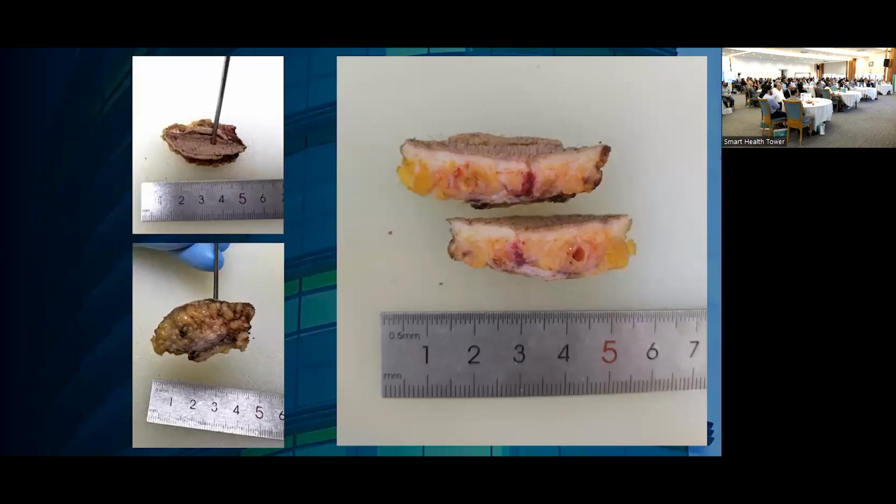This is another case that we received yesterday, and you can see that it's still pretty fresh. So this is the surface of the skin here.